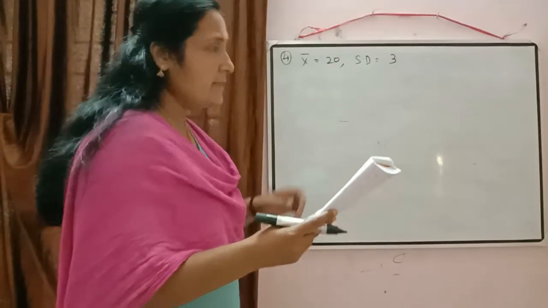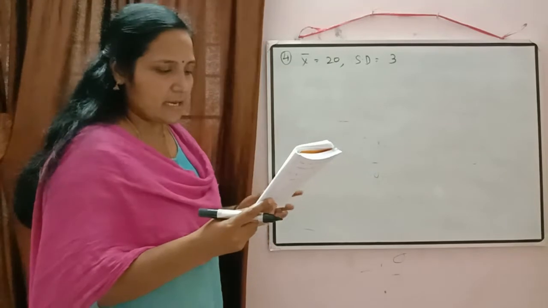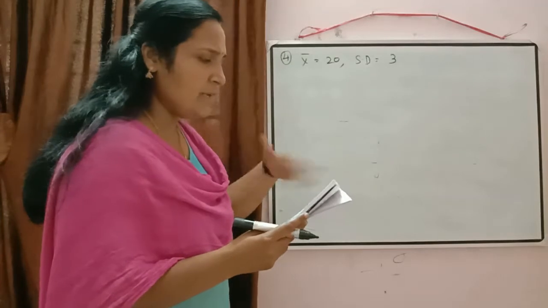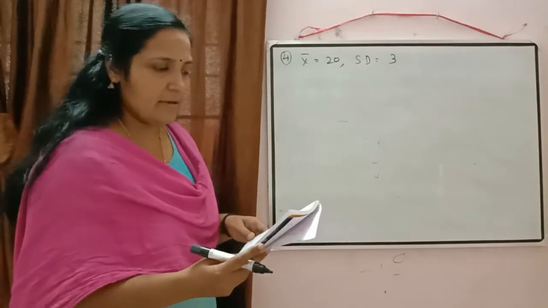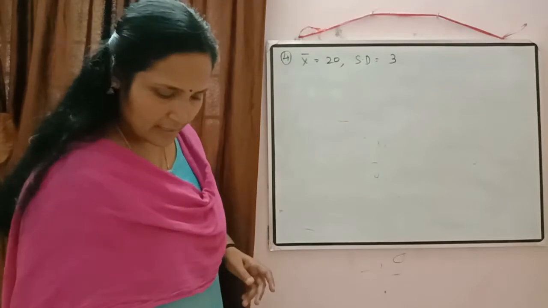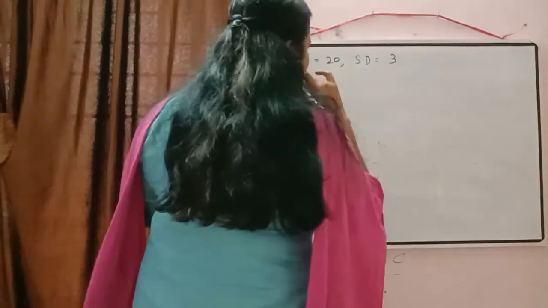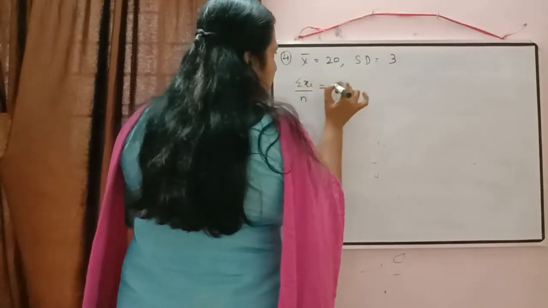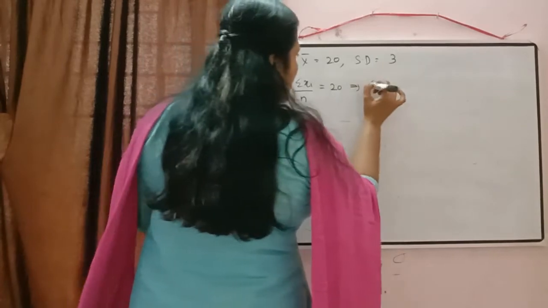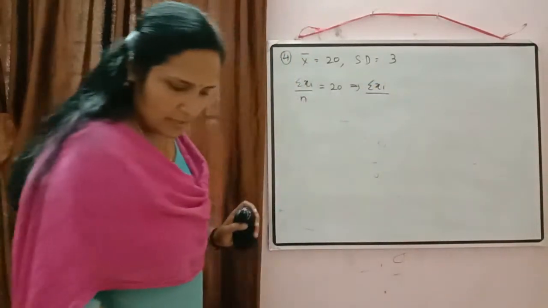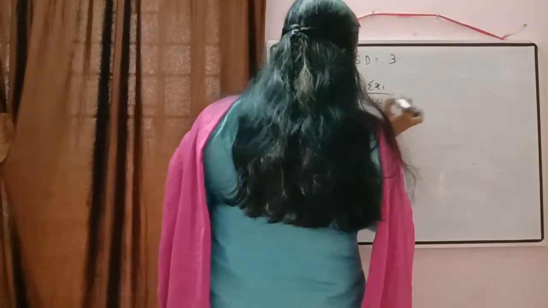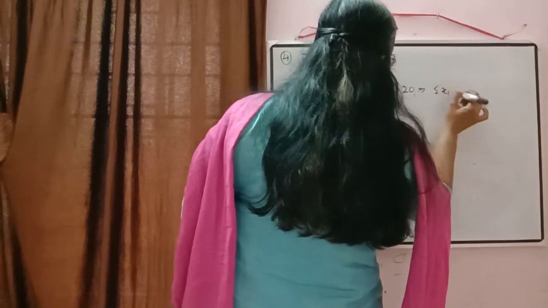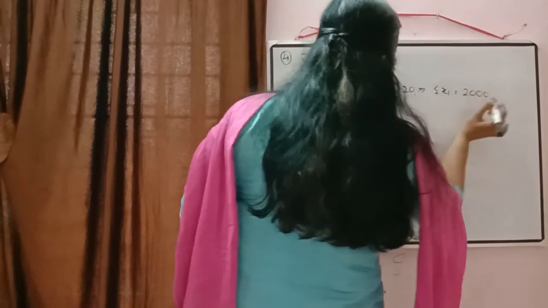The mean and standard deviation of 100 observations are given. Some observations were incorrect, and we are removing them, and then we check what the mean and standard deviation will be. So x bar is equal to 20 is given. According to the formula, x bar, that is sigma xi by n, is equal to 20. Total how many observations are there? 100. So sigma xi by 100 is equal to 20, so sigma xi is equal to 2000.